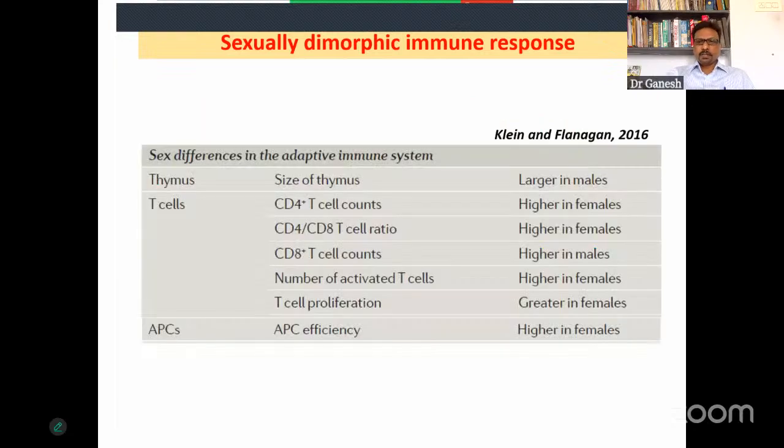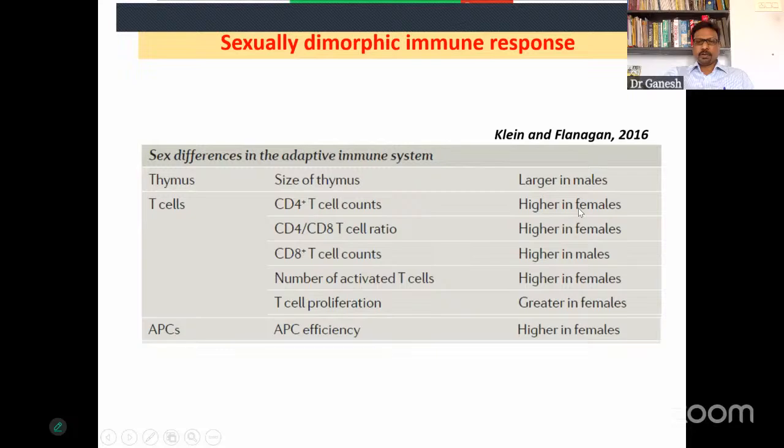And here is the table which clearly illustrates the differences between the male as well as the female with reference to the type of the immune cells. The size of the thymus is larger in case of the males, and also the CD8 plus T cell counts are higher in case of the males. CD8 plus means these are the T cytotoxic cells. So their counts are high, and the size of thymus is also larger in case of the males. But in case of female, the CD4 plus T cell counts is high. So CD4 plus means these are the T helper cells.